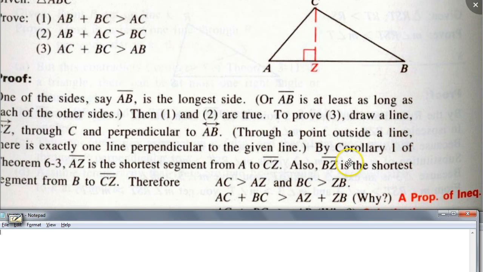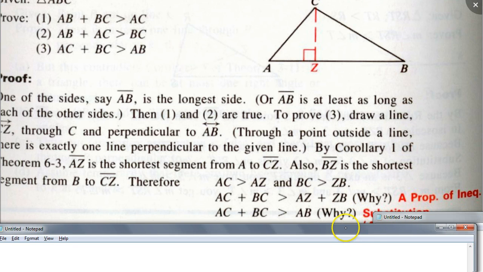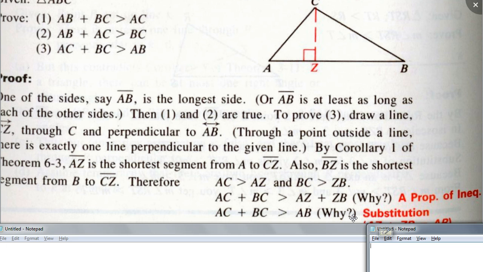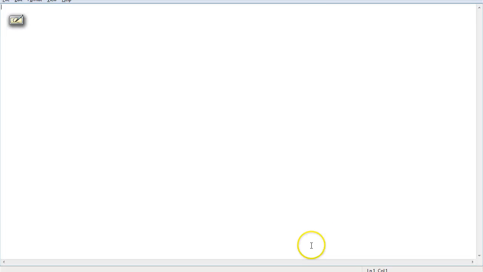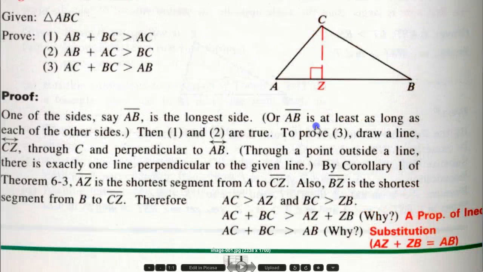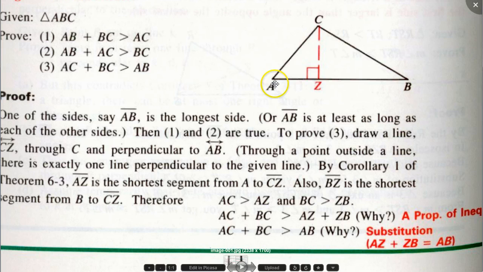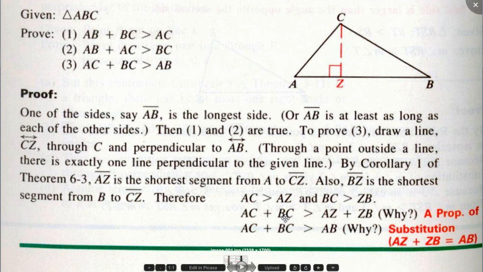Now, if that's true, what is AZ plus ZB, guys? By the segment addition postulate, that is BA, so isn't that the same as AB? By substitution. And if that's true, what have we proved? The theorem: AC plus BC has to be greater than AB, and there we proved it. Does that make sense? Do you understand how that works?